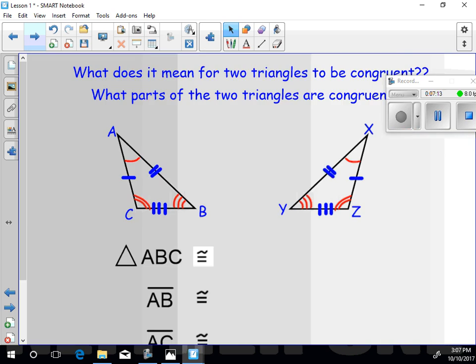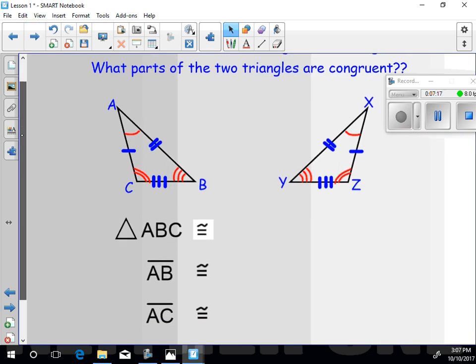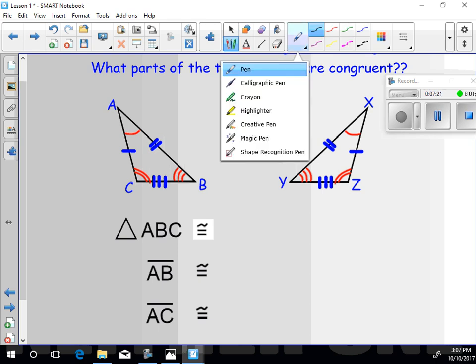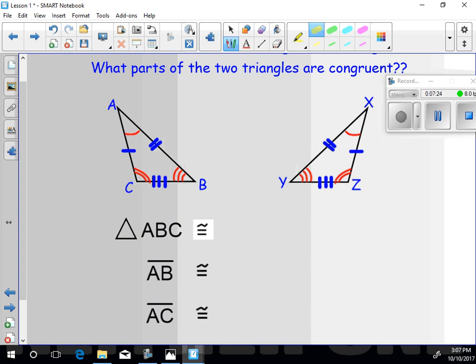Cool. All right, what does it mean for 2 triangles to be congruent? Well, it just means that their corresponding sides are congruent, and their angles that correspond are congruent. So look at this. AB is congruent to XY. Now, it's important, though, that AB is congruent to XY. AB is not congruent to YX.